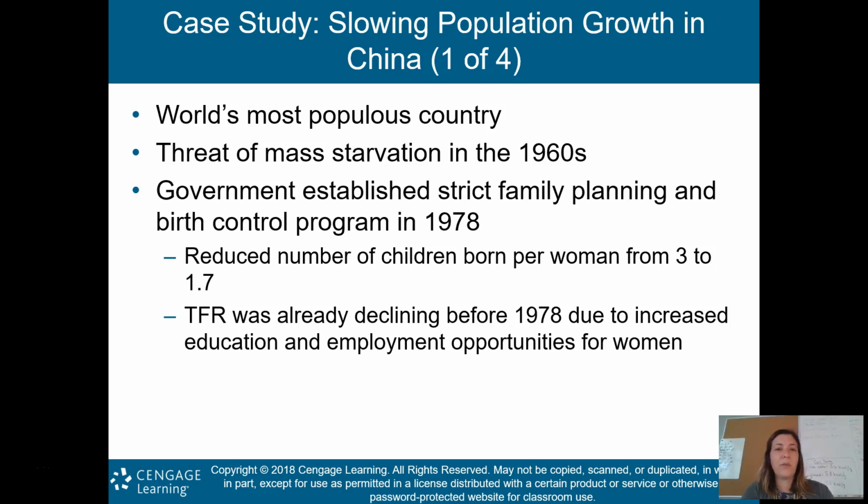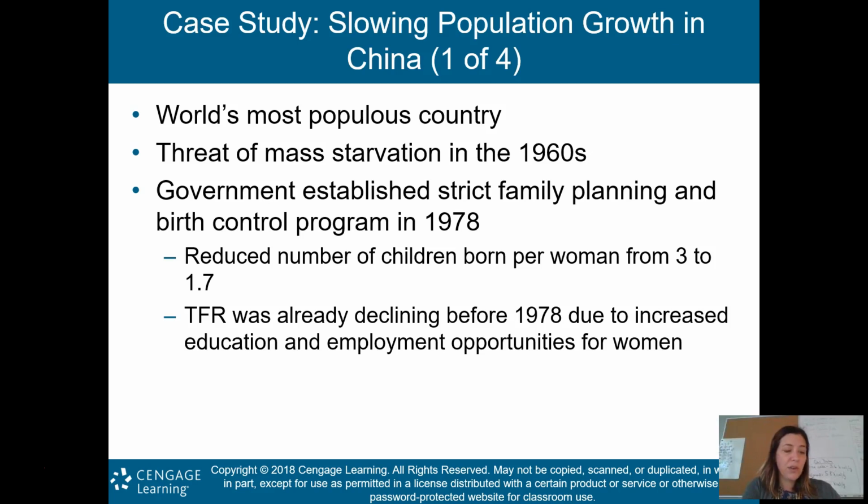Basically, what happened is in the 1960s, there was a threat of mass starvation because of so many people in China and this rapid population growth they were experiencing. So the government established the world's strictest family planning and birth control program in 1978.